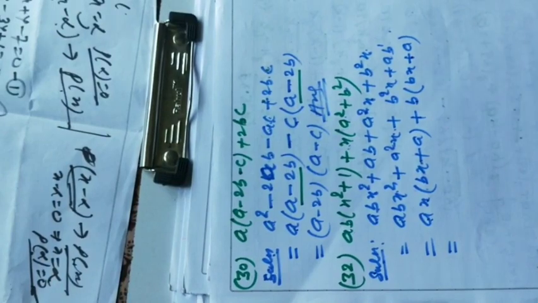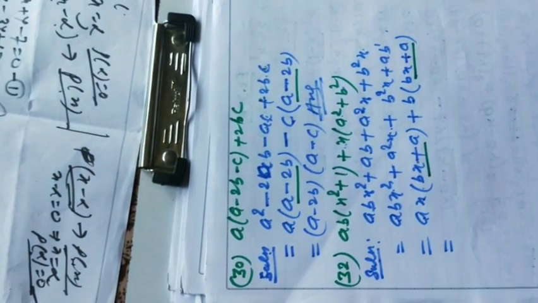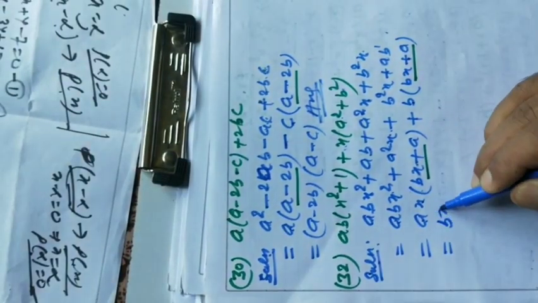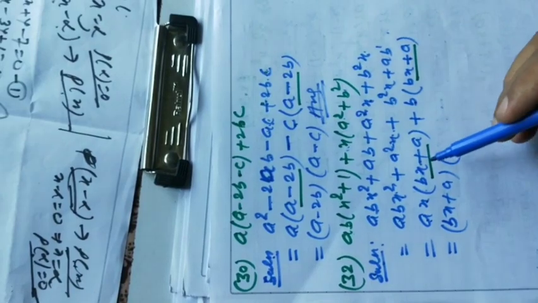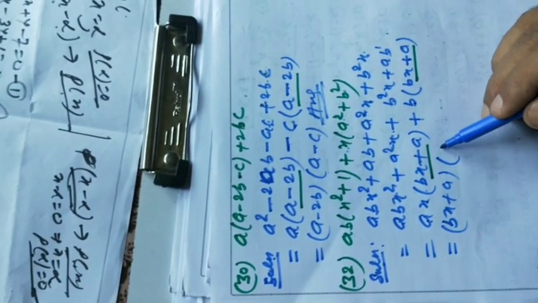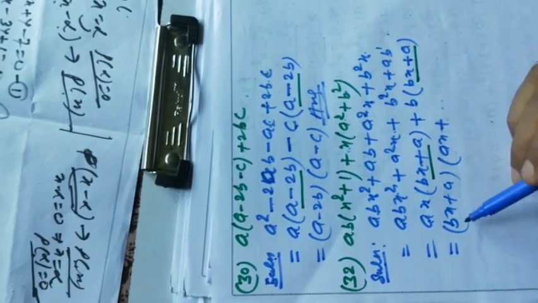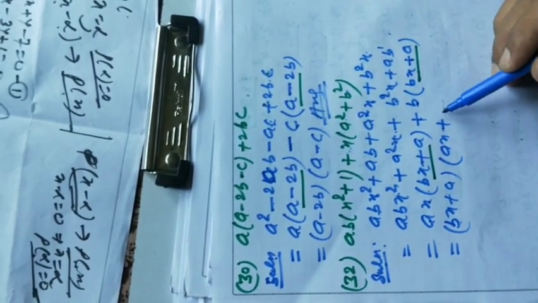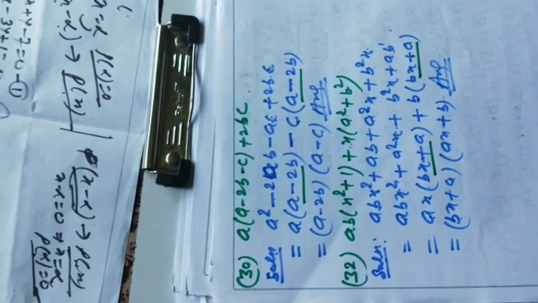Now you can see bx plus a and bx plus a is common in these two terms. So take bx plus a as common, then put the bracket, and this bx plus a cancels by bx plus a, then x will be left here, and after this plus sign is there, and bx plus a will cancel by bx plus a, then b will be left here. And this is your factorization for question number 32.